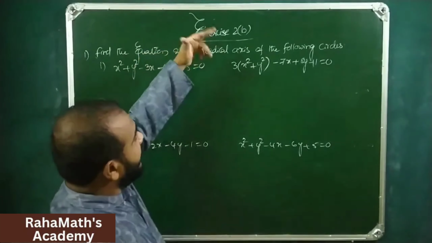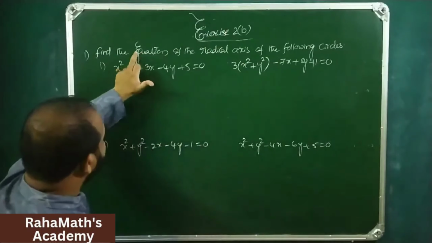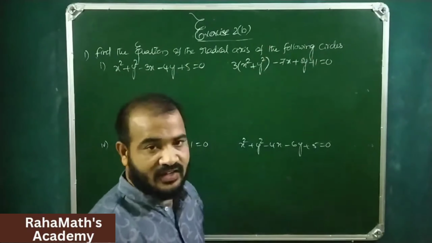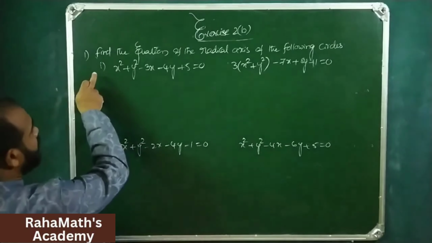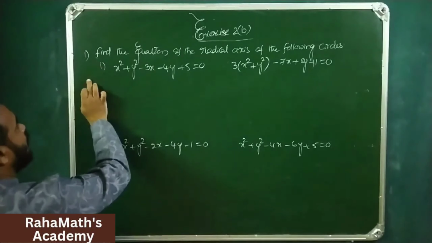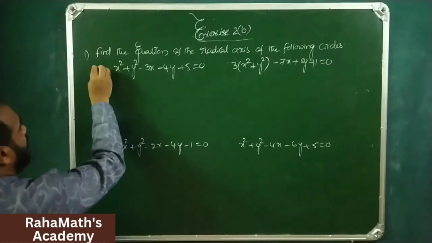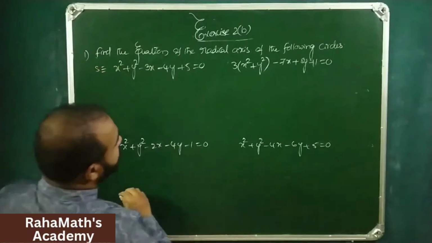Let us start exercise 2b. Find the equation of the radical axis of the following circles. So these are the two circles given. This is the first bit from the first Roman question. Let us take this to be S and this is S dash.